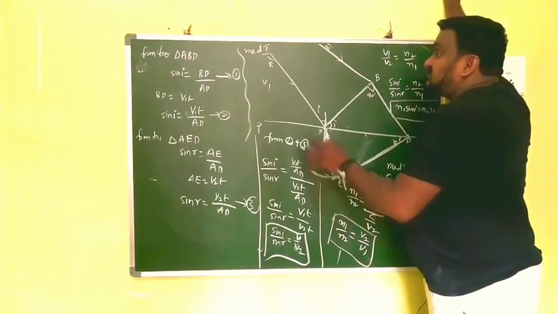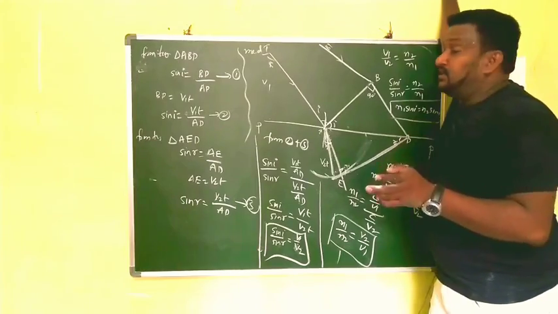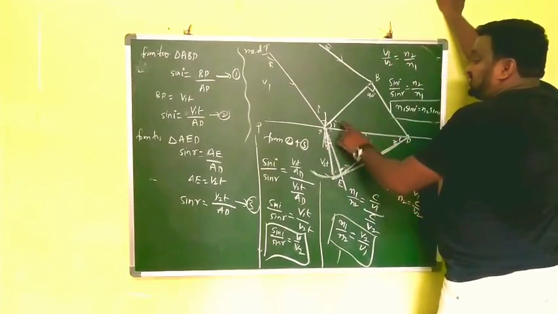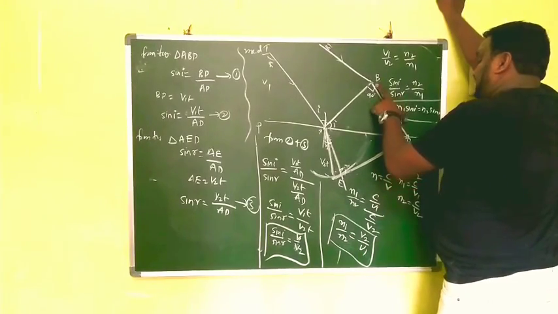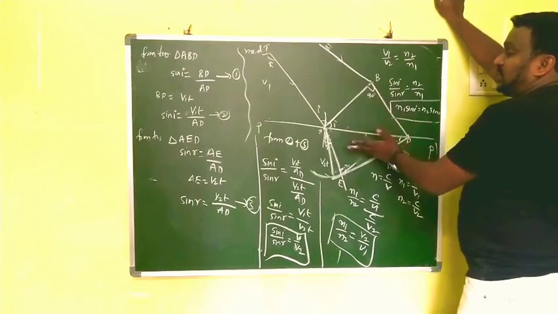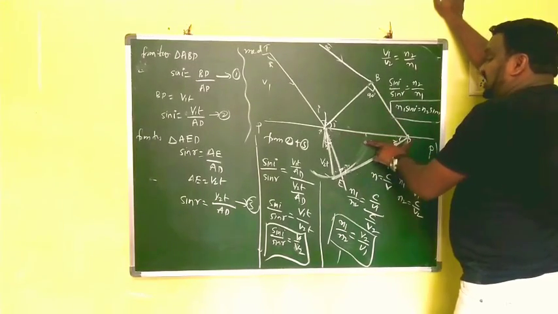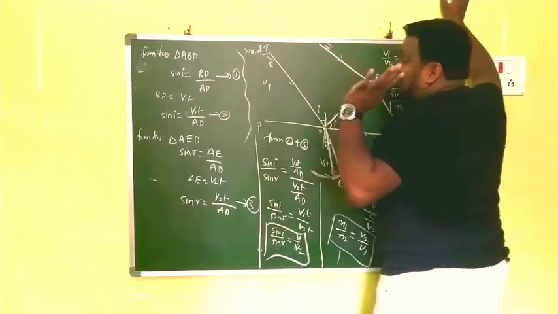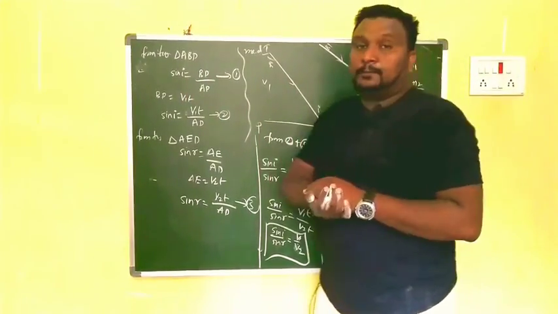That's why here, sine means what? Opposite side by hypotenuse. For the angle i, the opposite side is BD, and this is 90, so opposite to it we have AD. That's why AD is the hypotenuse. So sin i is equal to BD by AD. That is equation number 1.